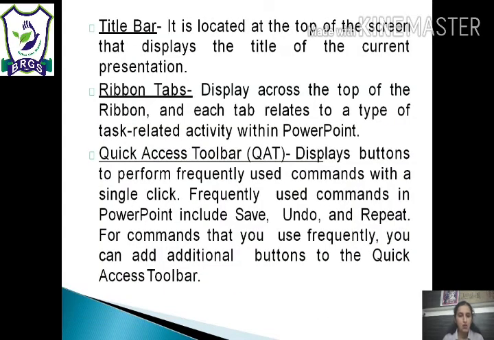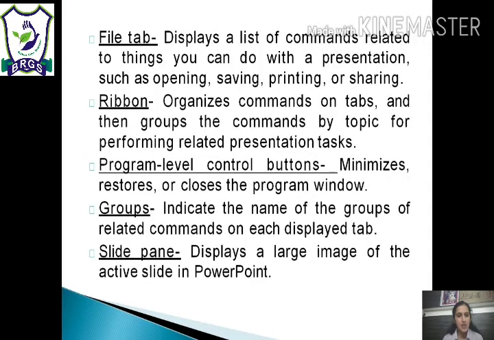Next I am going to brief it. Title bar is on the top of the screen, that is going to display the name of the document. Then we have ribbon tab, that is also on the top, and each tab relates to a different type of activity with the PowerPoint. Then we have quick access toolbar that is used to hold the frequently used commands within a single click. Then you can say file tab that displays a list of commands related to the things that you can do with the presentation. Then we have program level control buttons that include minimize, restore or close the program.